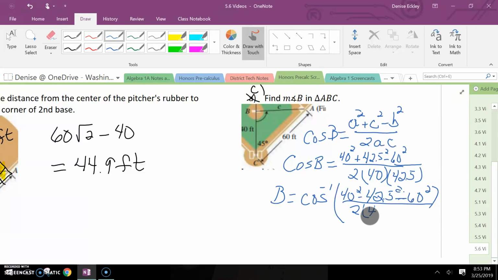Okay, finish copying this out, and I get that angle B is 93.3 degrees.